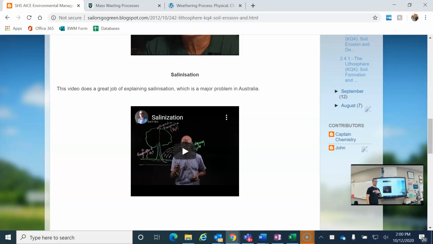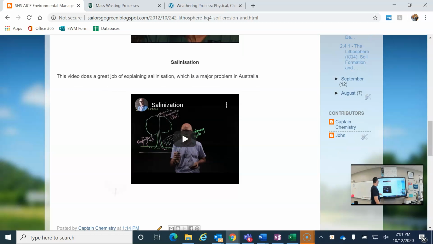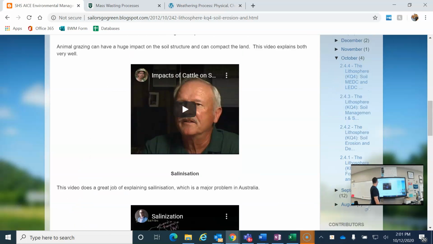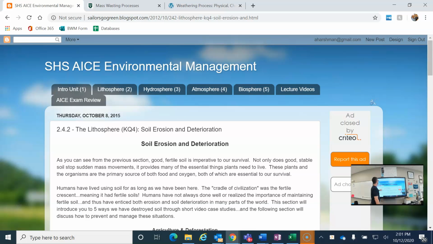But other places can get salinized, not just by putting salt on the water or on the ground. That wouldn't make any sense. But there are different ways that the ground can end up getting salinized. All right. So that is it.